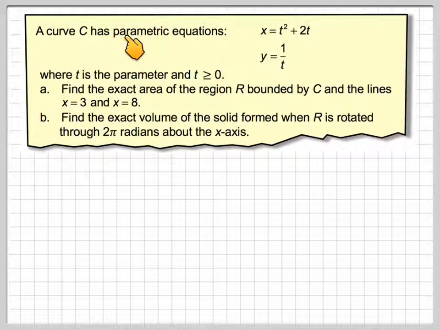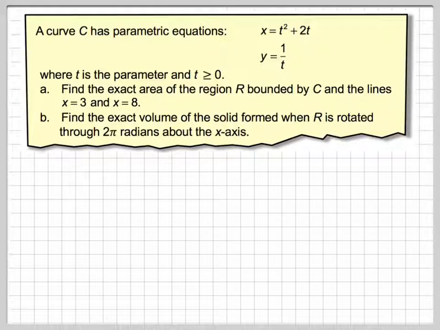A curve C has parametric equations x is equal to t squared plus 2t and y is 1 over t, where t is the parameter and t is greater than or equal to 0. Find the exact area of the region R bounded by C and the lines x is equal to 3 and x is equal to 8, and then find the exact volume of the solid formed when R is rotated through 2 pi radians about the x-axis.